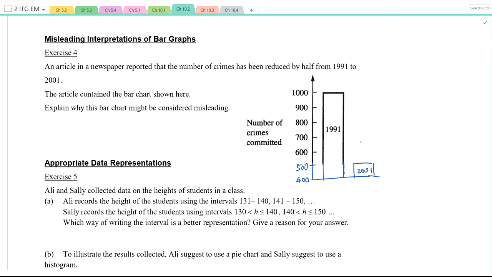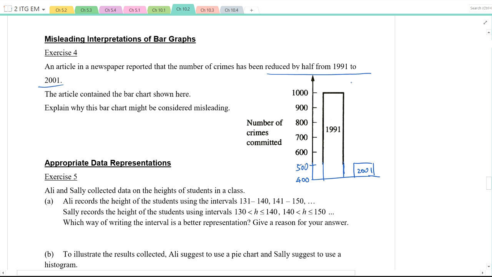Take note that it says the number of crimes reduced by half from 1991 to 2001. Visually, does it look like there is a reduction in half? Obviously, there is according to the diagram, the graph for 2001 is much smaller than the graph for 1991. But if we were to compare the values, this is actually 1000 and the value over here is 500. So in fact, there is a reduction by half. But why is it that the graph looks so strange?